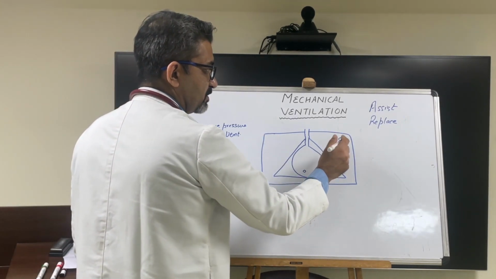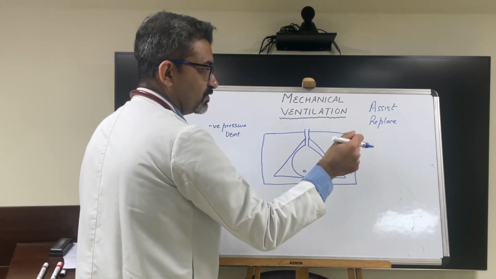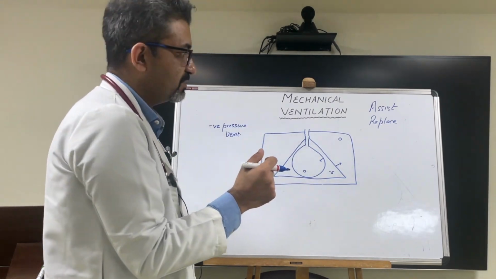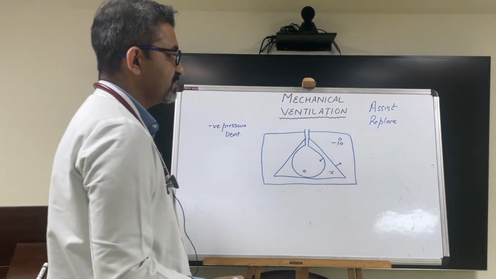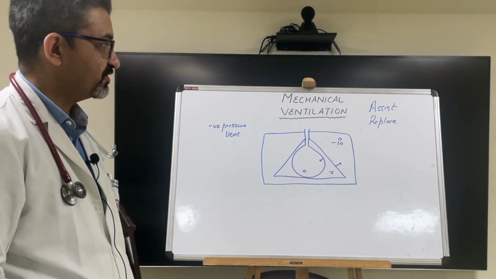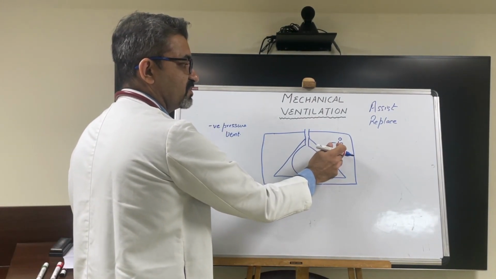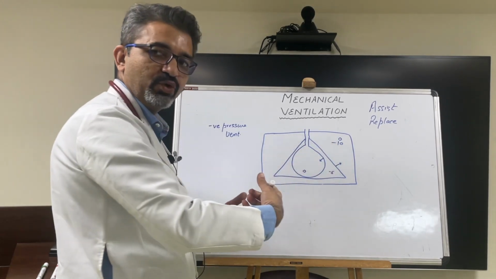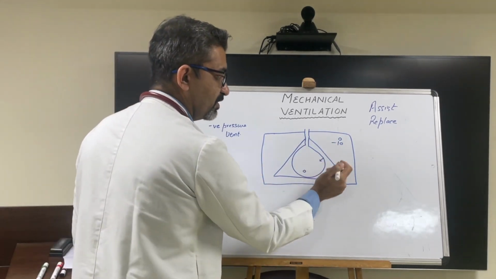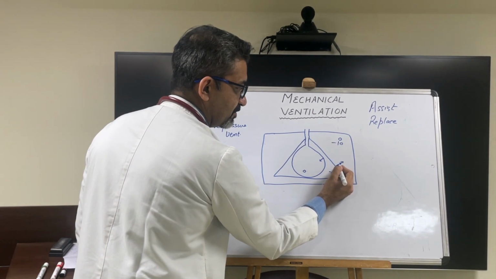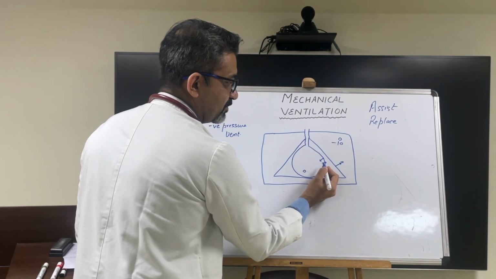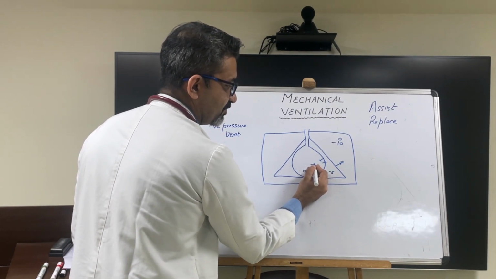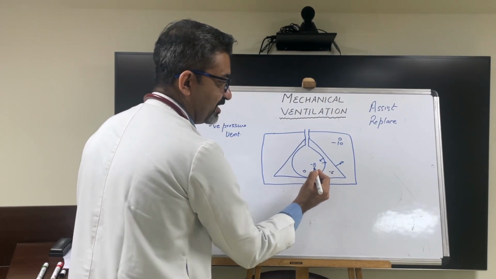Suppose you switched on the negative pressure ventilation and you fix the pressure as minus 10. You apply minus 10 centimeters of water pressure in the extrathoracic space. So there will be a pull in this direction. This pull will be transmitted here also. So there will be some negative pressure created in the alveoli.